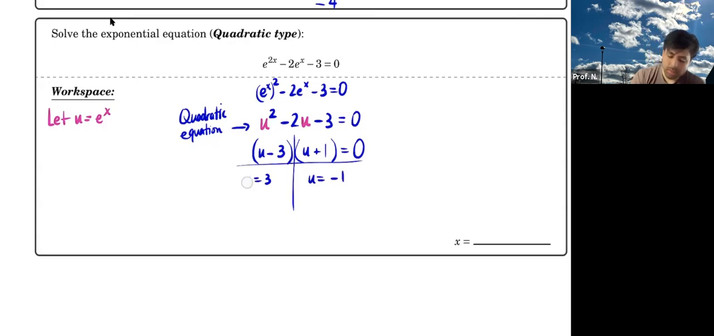But what was u though? What was u? u was e to the x. So I'm going to replace it with the actual e to the x because we're trying to solve for x. Now we're not trying to solve for u, we're trying to solve for x. So e to the x equals 3 and e to the x equals negative 1. That's really what u was, right? Now I want to solve for x and I got e to the x equals 3. So if I want to find x, then what do I have to do, for example, for this equation here? If e to the x equals 3, then how do I get x by itself?